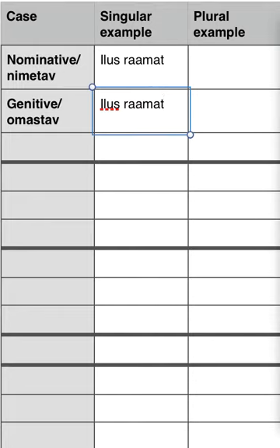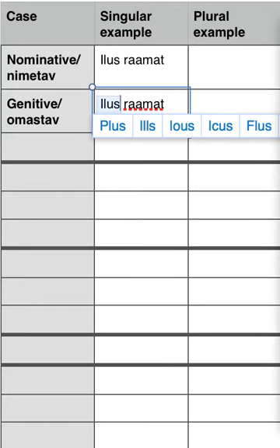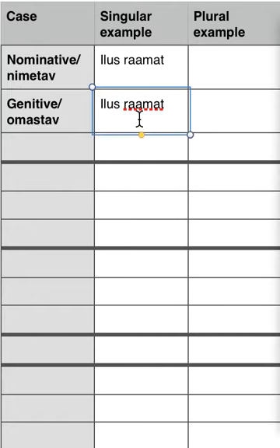So you might be thinking, which vowel are we going to be using? And that's one of the most complicated parts that actually can be fully learned only with experience. For the word ilus, we are going to be using the letter A. This is a vowel. And for the word raamat, we're going to add a U, which is also a vowel. So in genitive, it will be ilusa raamatu.